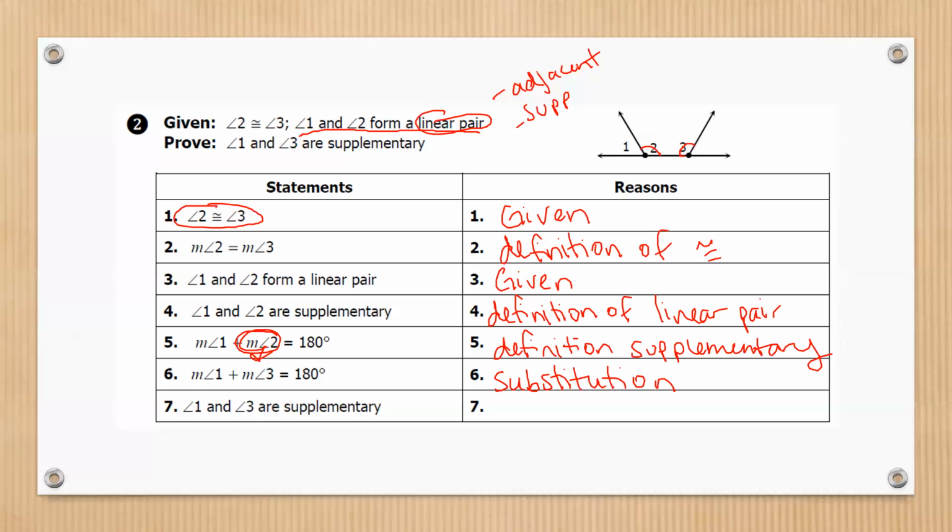All right, and now we know that angle 1 and angle 3 are supplementary. Well, angle 1 plus angle 3 equaled 180 right here in step 6. And if they add up to 180, we call that supplementary. So this is the definition of supplementary again. You can use the same reason as many times as you need to in a proof.